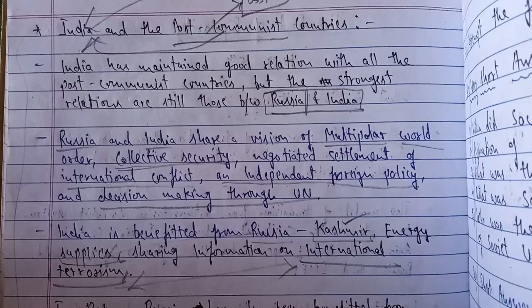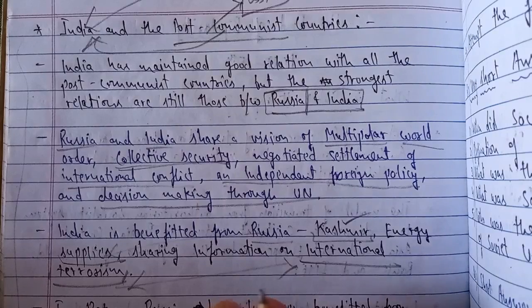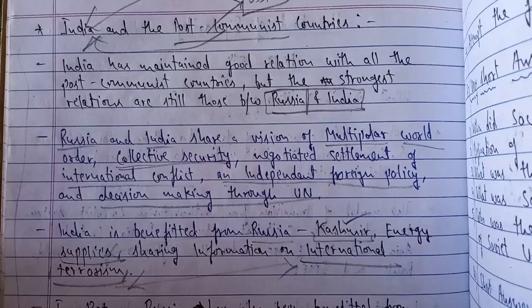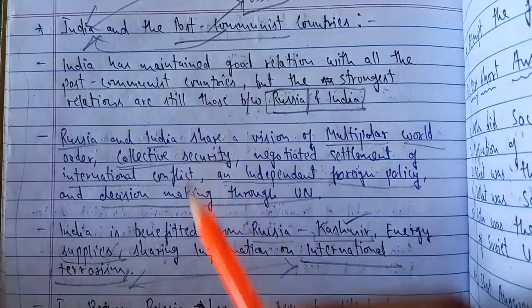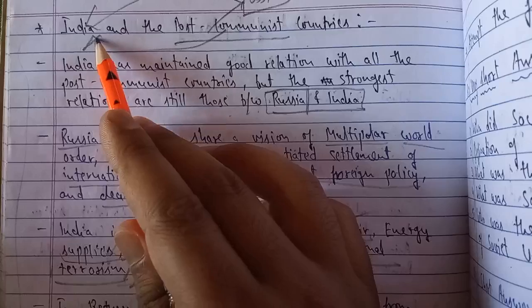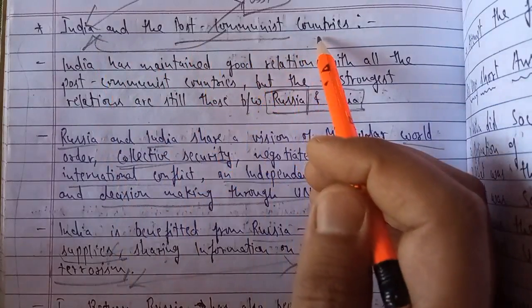In the second chapter, apart from the topics mentioned in the book, some topics from the third chapter and some new topics have been added according to the new revised syllabus. I shall be forwarding you that. But let's finish this part: India and the post-communist countries. So we are trying to see the relation of India with the post-communist countries here.